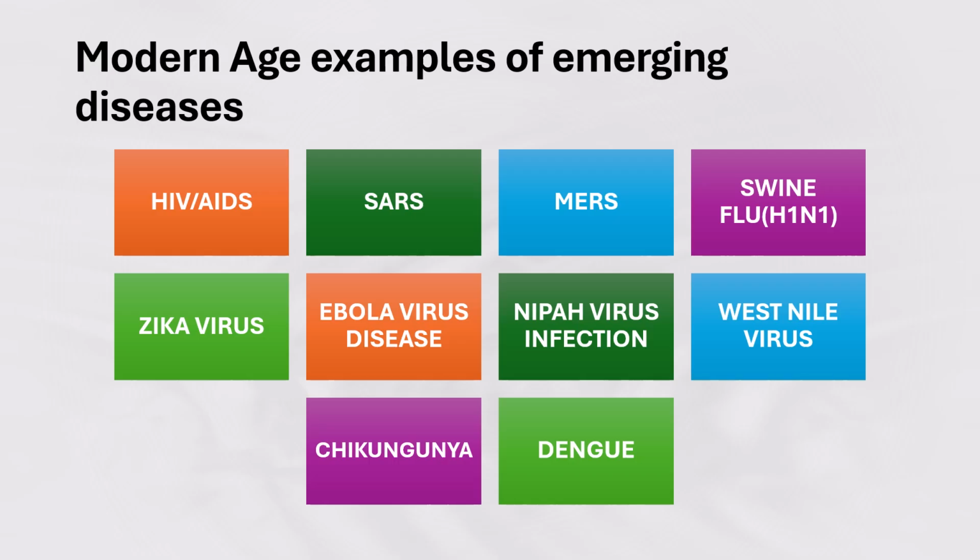The deadly Ebola virus was first identified in 1976, but it had subsequent outbreaks in West Africa from 2014 to 2016. The Nipah virus infection was first identified in 1998 and 1999 in Malaysia. Nipah virus has since emerged in various regions, causing severe disease.